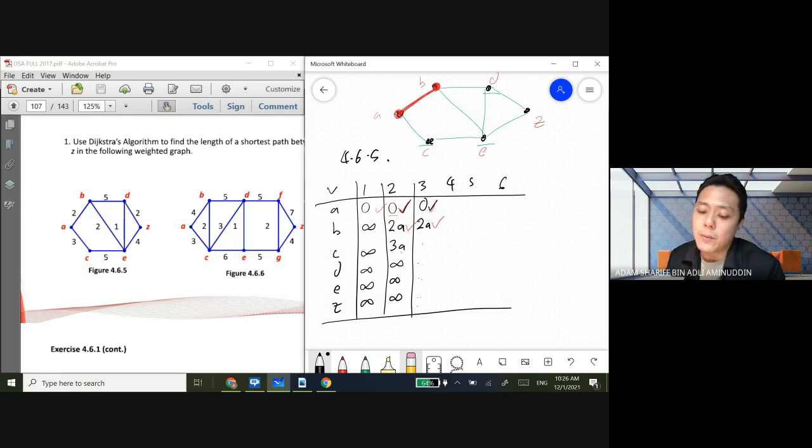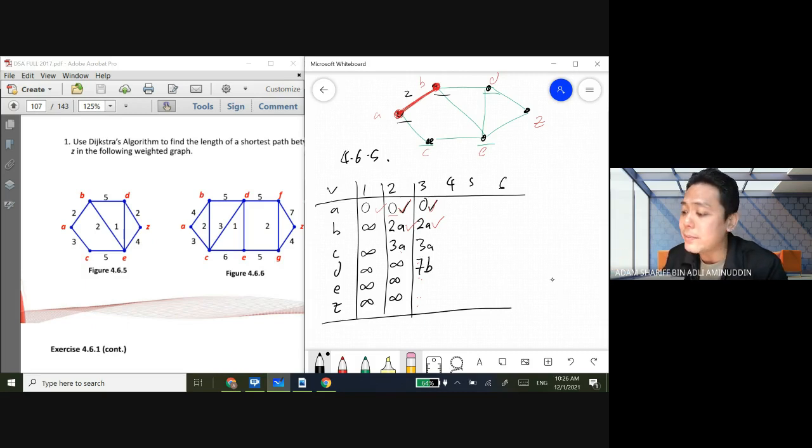Okay, so C, the shortest distance still 3A. You cannot travel from B yet. Okay, so from E, sekarang ni E. D lah dulu, D dulu. Okay, what is the shortest distance from B? From the adjacent. Dia tak boleh travel daripada E, dia mesti daripada B atau A sahaja. Tapi the shortest distance from right now is from B. So it will be 7B.